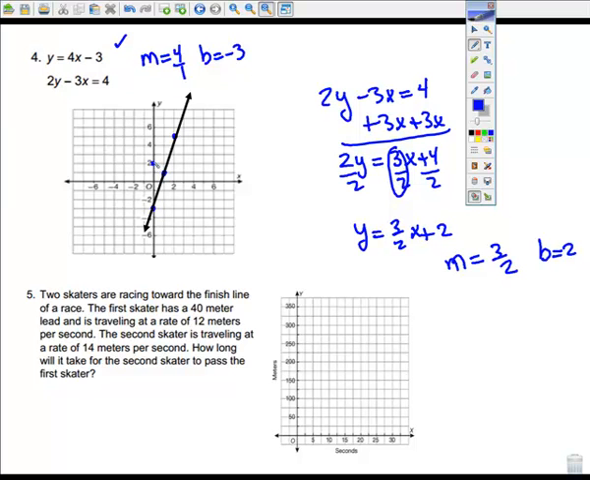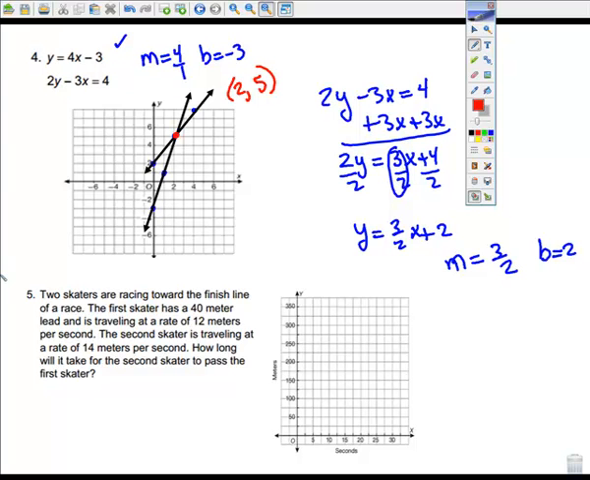So I'll go up 2. And then my slope is 3 over 2, so I'll count 1, 2, 3 over 2, 1, 2, 3 over 2. And that's definitely enough. I can see where they're going to intersect. They intersect right here. And that is the point 2, 5. And then again, you can go ahead and check it to make sure that it's correct.